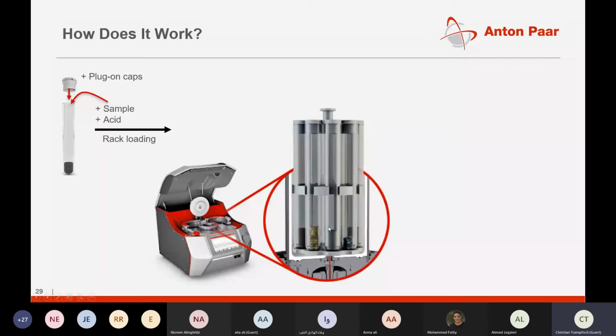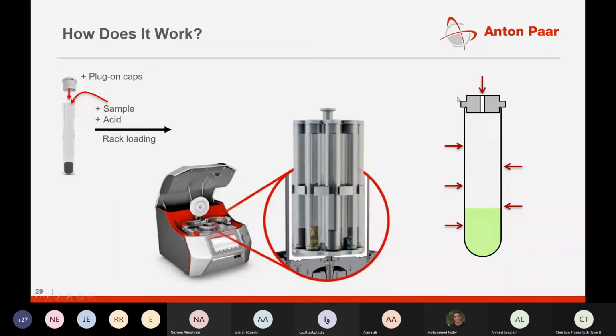And the liner is put into the autoclave, it is closed, pressurized, and then we start the heat. Why is it pressurized? This is a vial. This is a symbolized plug-on cap. This plug-on cap is open. And at the beginning of the run, we pressurize the system. We apply pressure, 40 bar of nitrogen or argon. This is the standard pressure. And this pressure will also stay inside the vial, and this pressure will prevent the acid mixture from boiling.